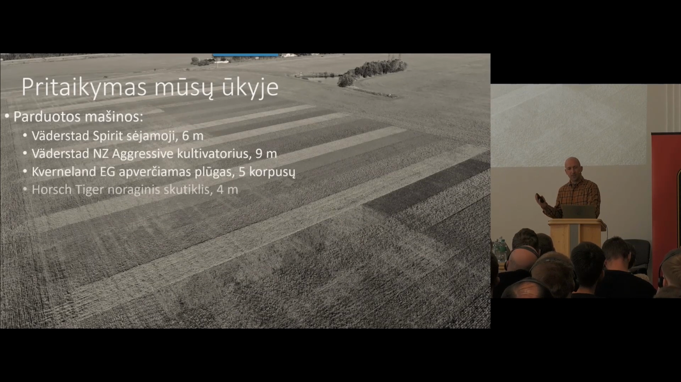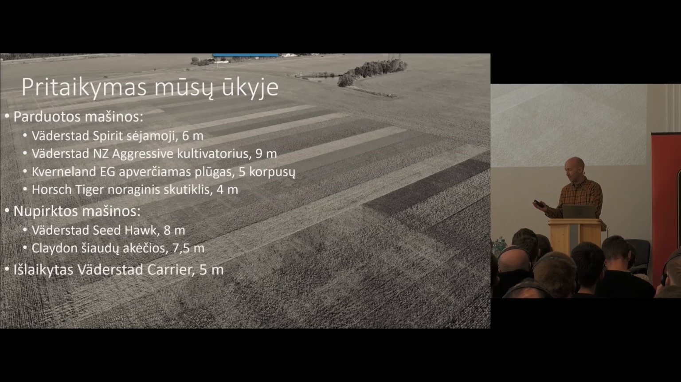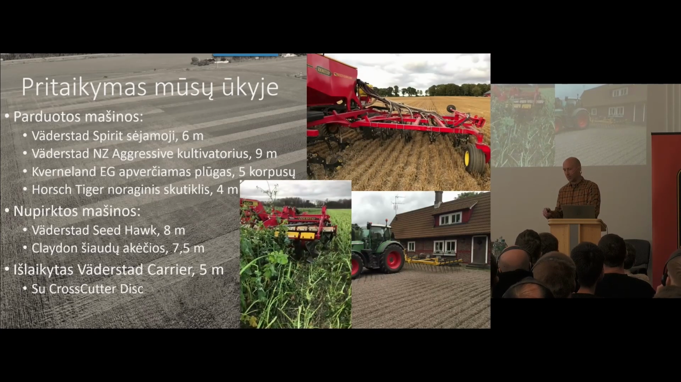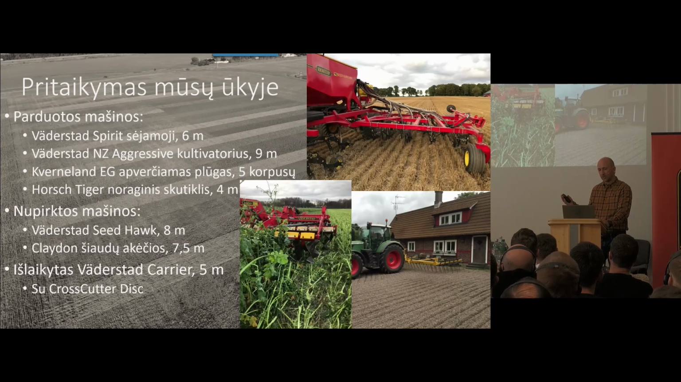So the adaptation of this system on our farm has been, from the start in 2016, we sold a Väderstad Spirit 6-meter machine. We sold it, and we also sold an NZ aggressive tine harrow. We sold a plow. We sold a Horsch Tiger cultivator. And instead we bought a 3-year-old SeedHawk, and we bought a straw harrow as well.